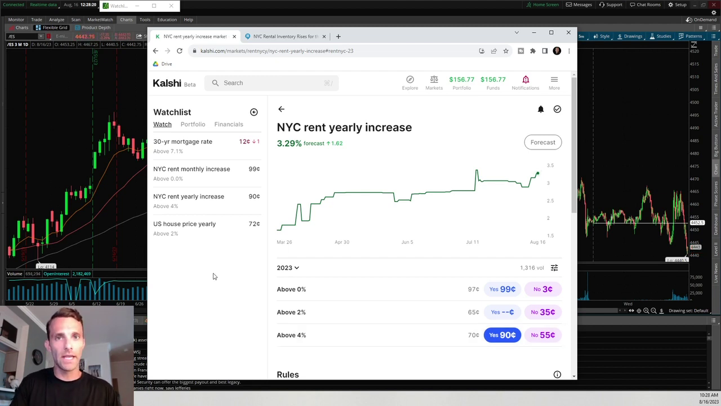So we've shown an example on how to trade the 30-year mortgage rate based on if the Fed increases rates or cuts rates, and the NYC rents monthly and yearly based on doing a little bit of research using that StreetEasy graph that I showed before. And now we're going to go into the US house price yearly, and we're going to use the forecast tool on the back end of Kalshi to structure a trade.